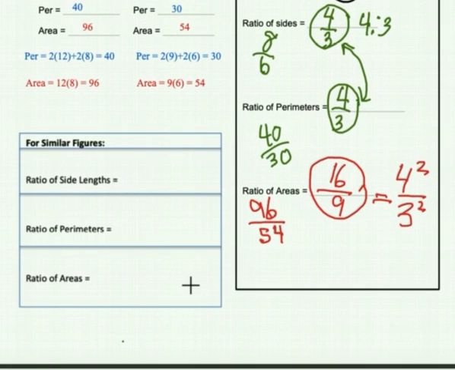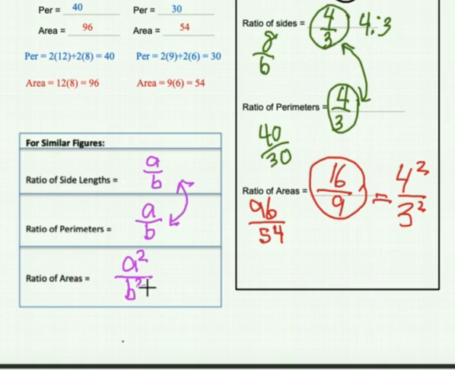So then let's use purple. There we go. And we are going to say that if the ratio of the side lengths is A to B, then the ratio of the perimeters will also be A to B. It doesn't change. It's the same thing. However, to get the ratio of areas, I square both the numerator and the denominator. So that will give me A squared over B squared. Let's use that to do a few problems.